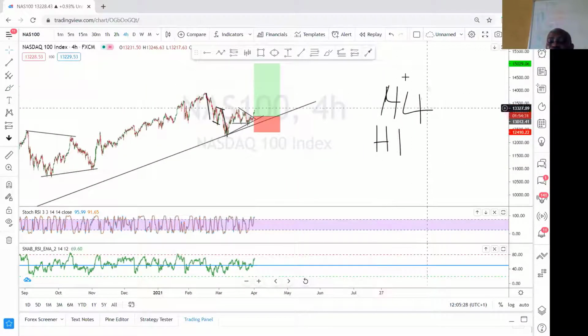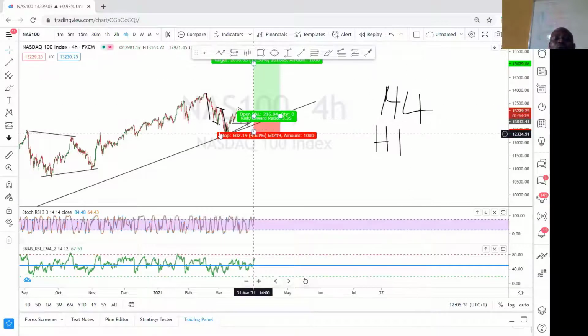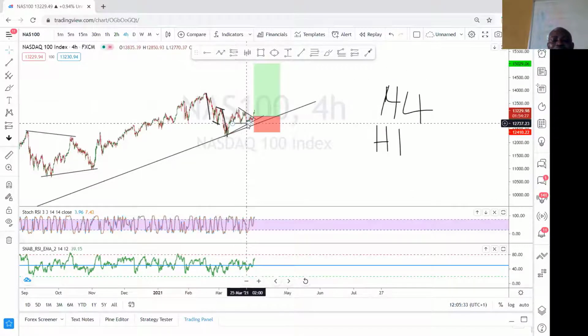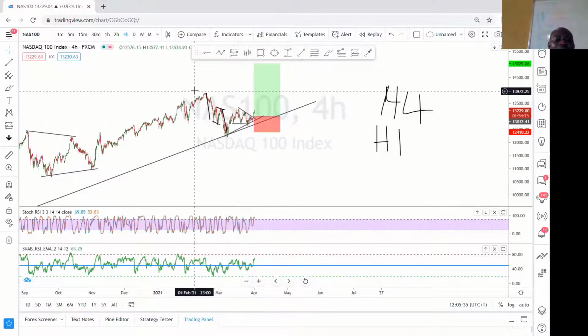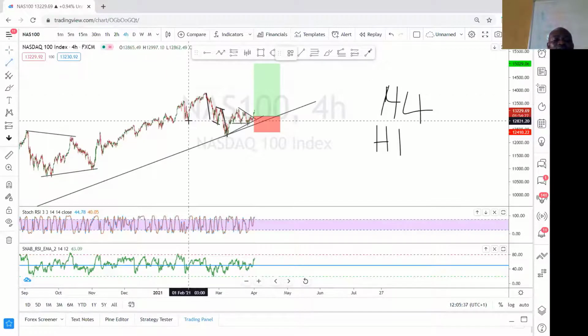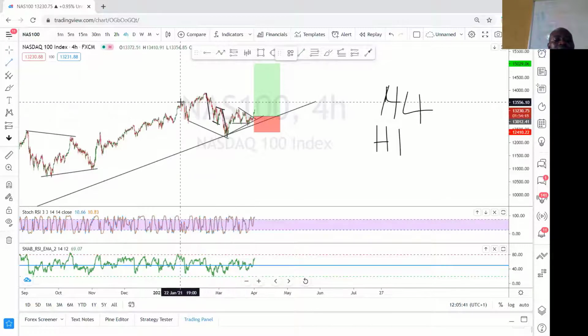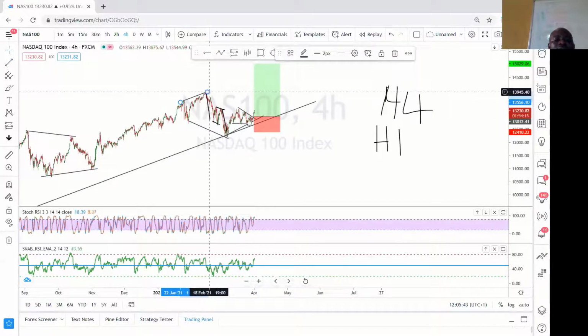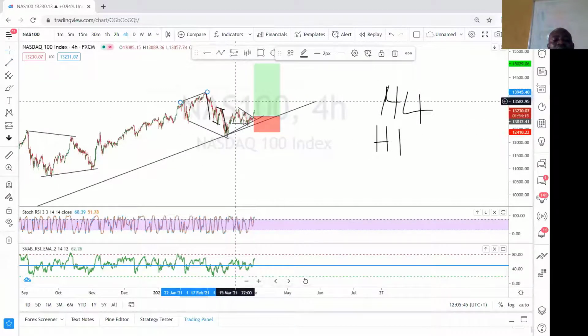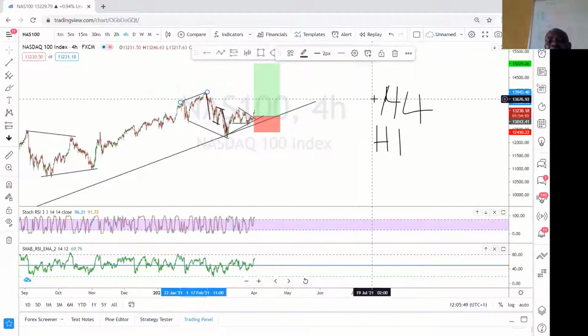What am I going to look for in H4? Number one, I want to get the setup. Look at it. The setup is there. I have this corrective move, it's over. It's an expanded flat. After the expanded flat, I had an impulse. So by setup on this 4 hours, I'm okay. I'm good to go. Marked.